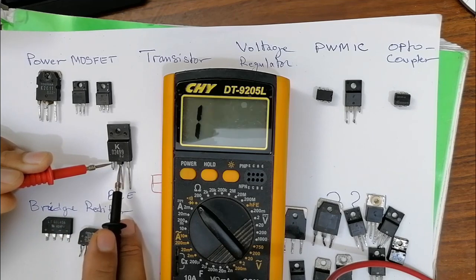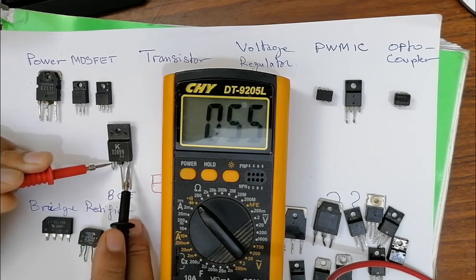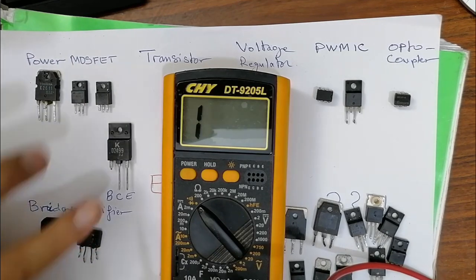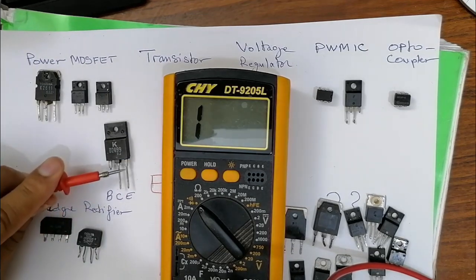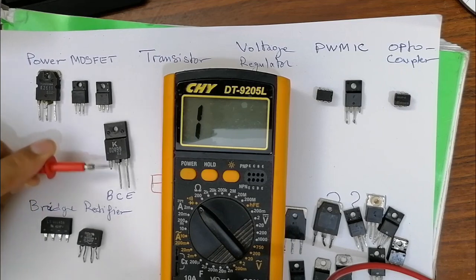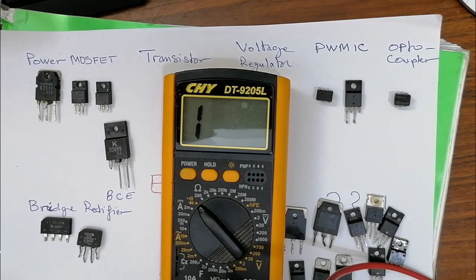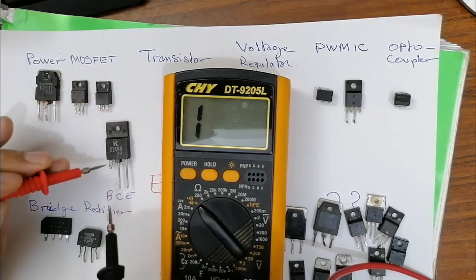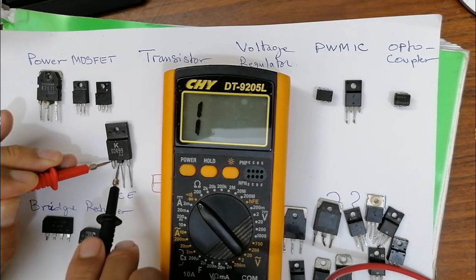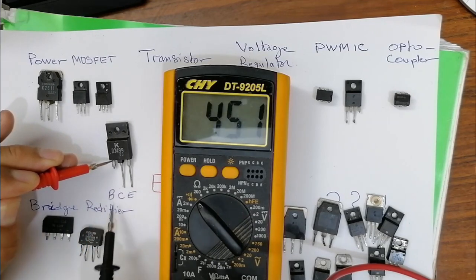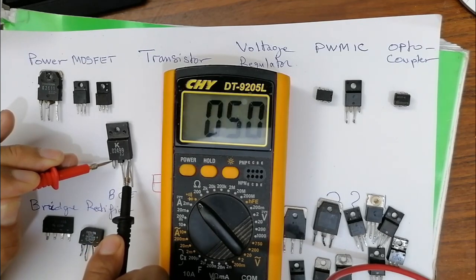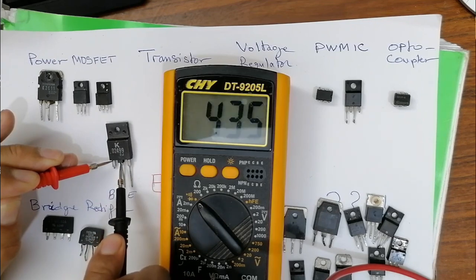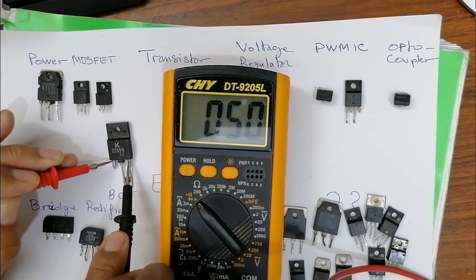Oh, we got a buzzer. Here we got a reading. Here we got a buzzer. So let's discharge this transistor again. Okay, let's check again. Let's put the red probe here. We get a reading between base and collector. So let's check between base and emitter. We get a buzzer, a low resistance. Here we get a reading. Here we get a low resistance.